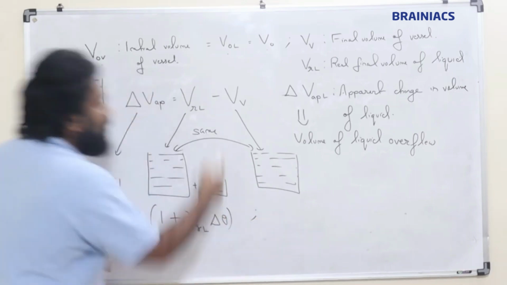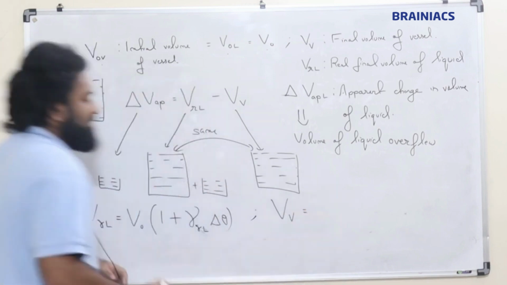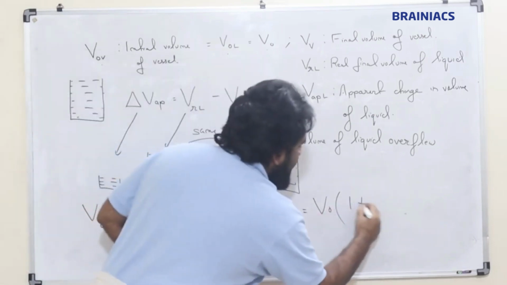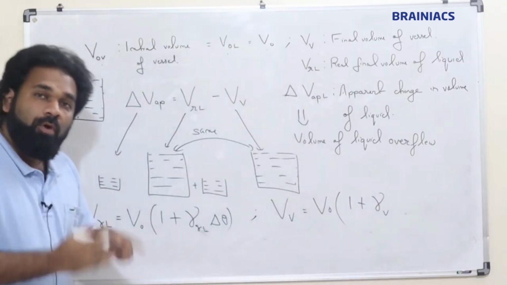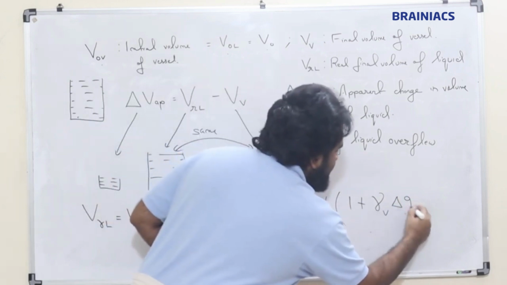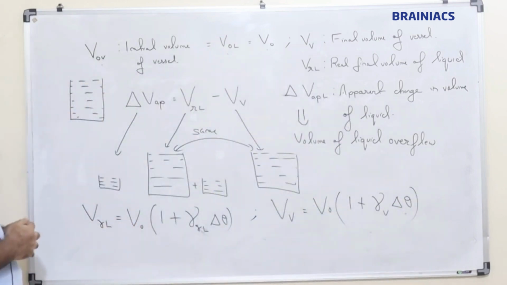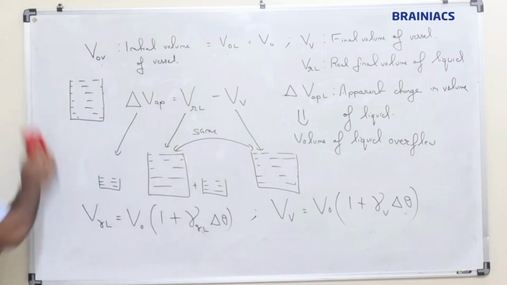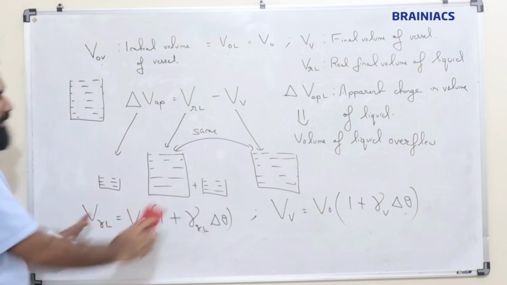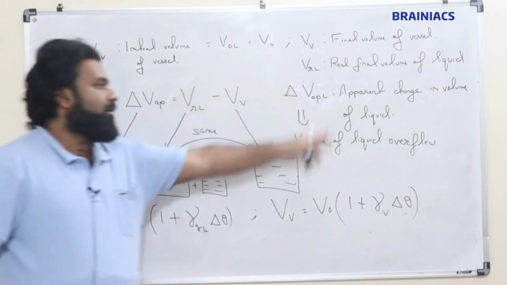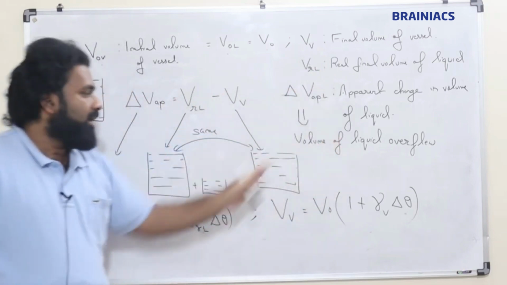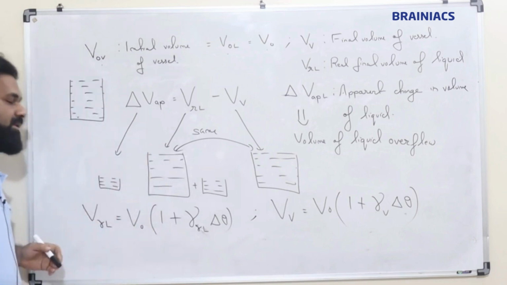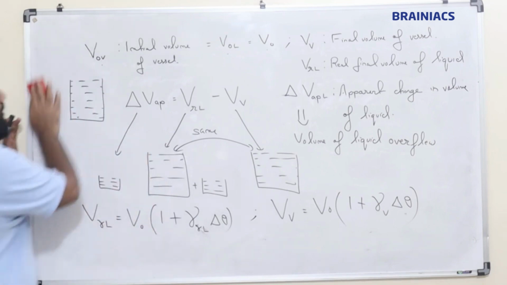Clear? Now what about this one? The final volume of the vessel is what? Again the same V naught, the initial volume of vessel and water are both the same. 1 plus gamma of vessel, the coefficient of volume expansion of the vessel, into delta theta. Is it fine? Clear? Now we will put this here and find out the formula. Shall I erase these things? Note it down till this. Now I will be removing this part, so that even after erasing, when I substitute, you will have proper clarity, because this information should be there in your book. Clear? Pause the screen and note it down. Shall I erase? Fine.